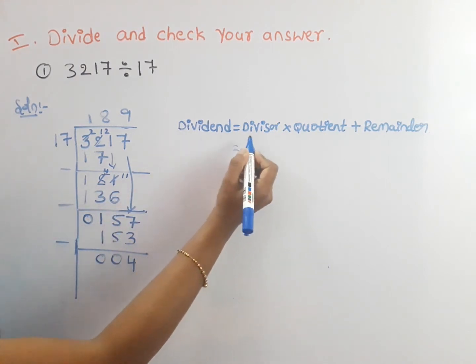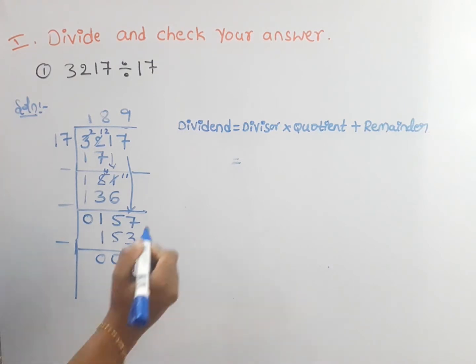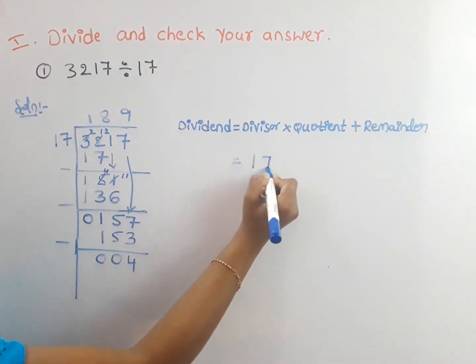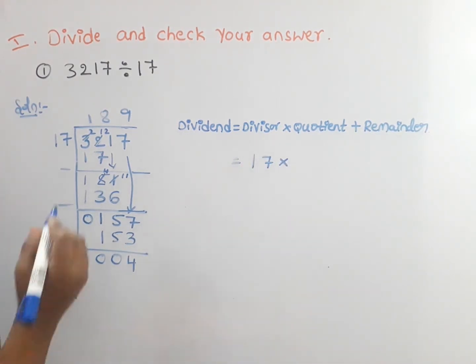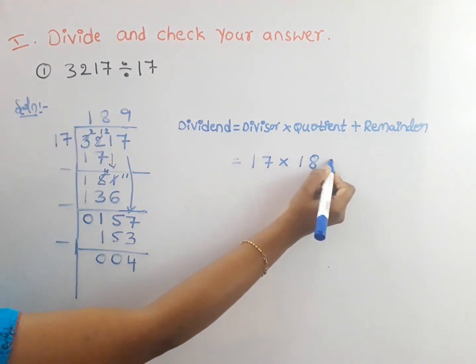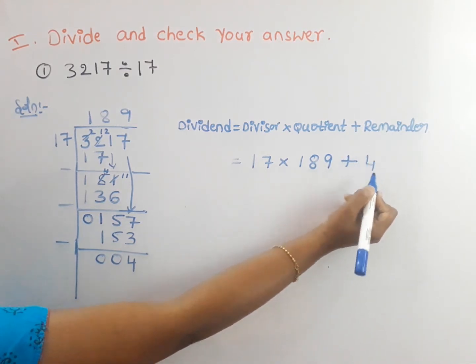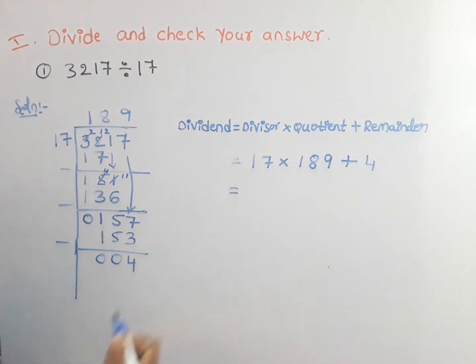Here, how much is the divisor? The divisor is 17, into the quotient, that is the obtained answer, that is 189, plus remainder 4. So 17 nines are 153.